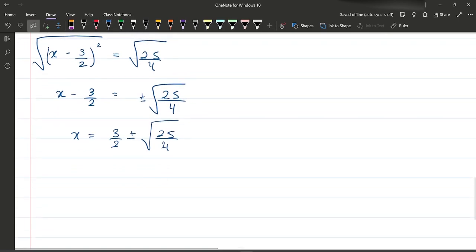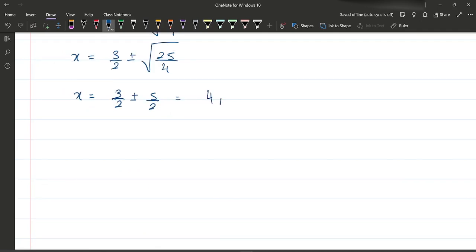Alright, so let's simplify this further. 3 over 2 plus minus 5 over 2. So this gives us the same as before, 4 and minus 1. So these are the values of x.